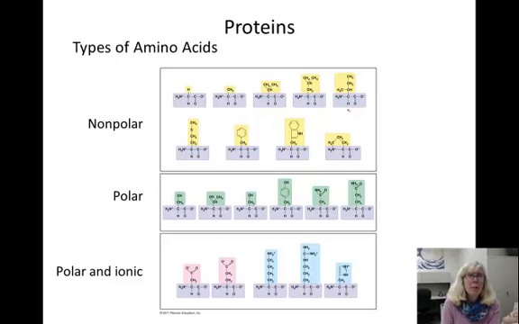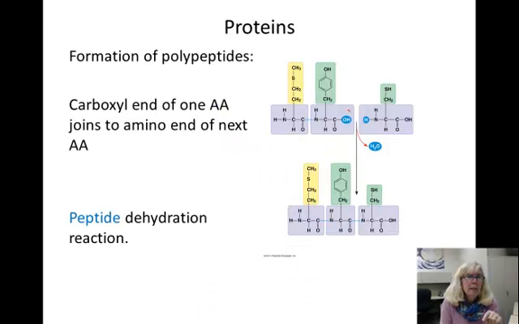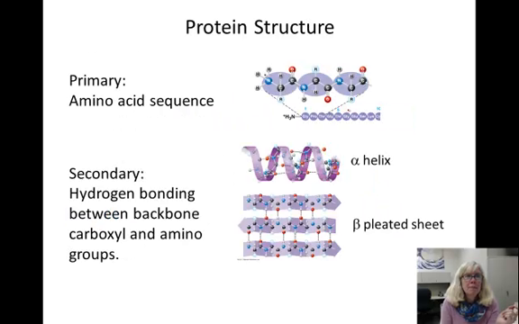You don't need to memorize the different R groups for all 20 amino acids, but you do need to recognize whether an amino acid is polar or nonpolar. 5 of the polar amino acids are also ionic, where bases have gained a hydrogen ion or acids have lost one. Remember, you can tell if a molecule is polar by which functional groups it has. The dehydration reaction in proteins forms a peptide bond.